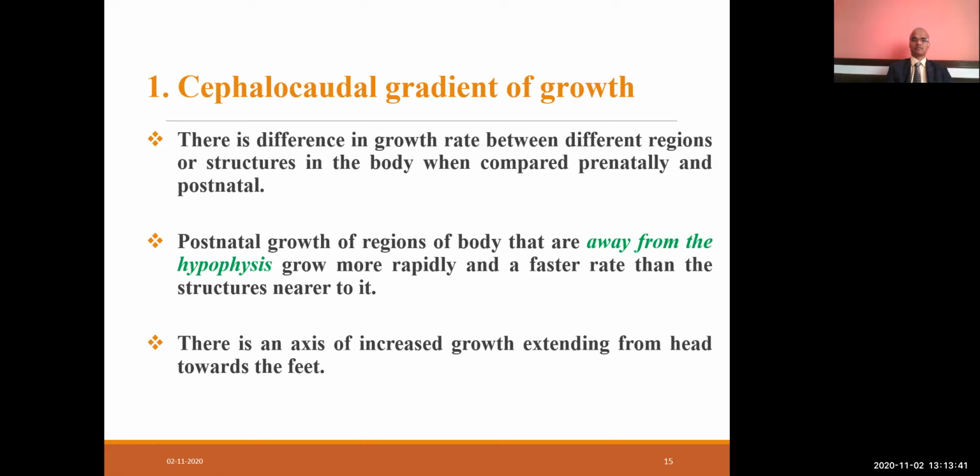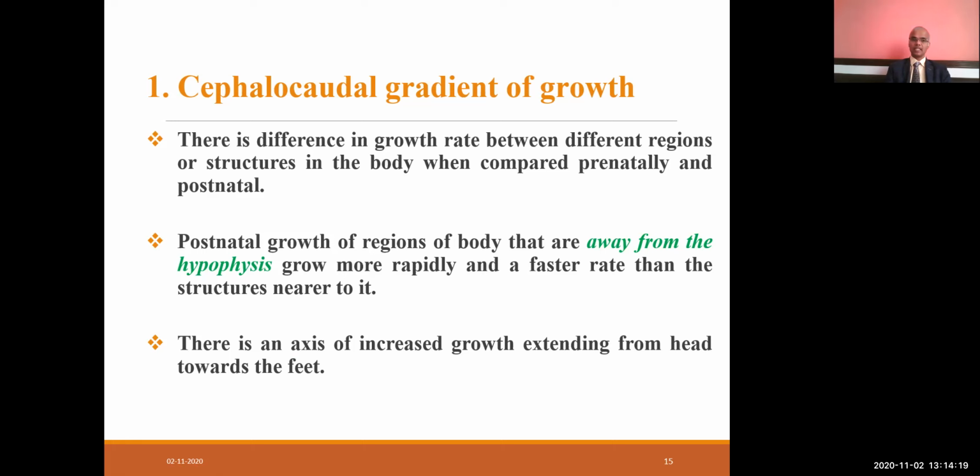Means the structures which are closer to hypophysis, like facial bones, should grow at slow rate as compared to structures which are away from the hypophysis, like trunk and limbs. They are away from hypophysis, so they grow at a faster rate.